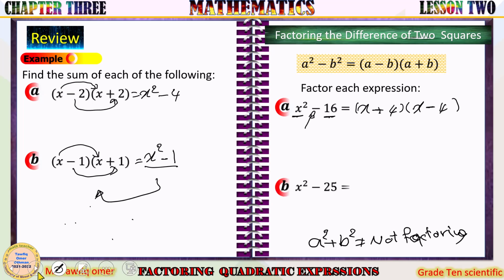B, here the same thing. The first one is a square and the second one is a square, and the difference between them, so it is the difference between two squares. Open two brackets, one of them negative and the other positive, with x, and after that the square root of 25 is 5.